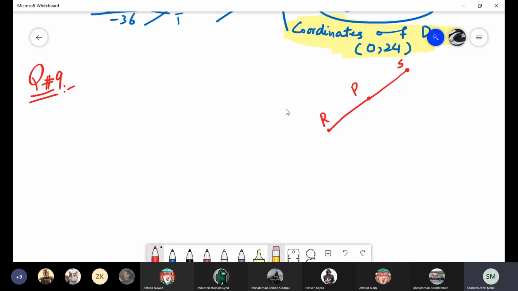What you have to do, first of all, is write that point R is having the coordinates -2 and 4. S is having the coordinates 6 and -4. And what about the coordinates of P? For P, he said that x coordinate is twice its y coordinate, but nothing is mentioned.